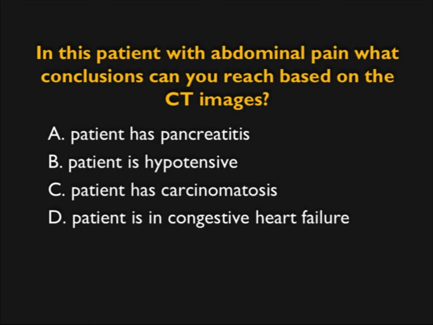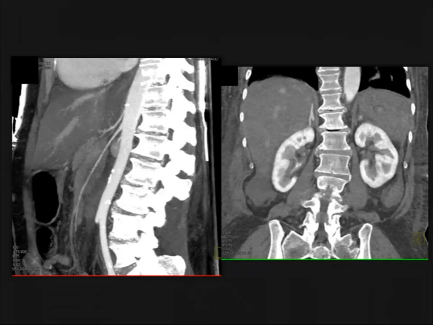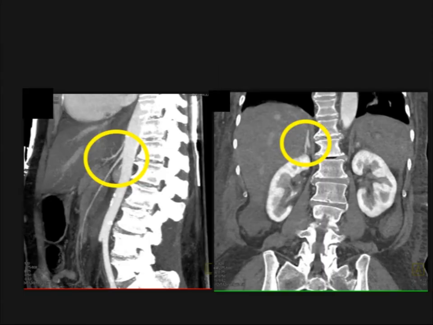This patient has an abdominal pain. We did a CT scan, and I asked, what conclusions can you reach? Well, forget the differential images, A, B, C, D, that I gave you. When you look at the first image, which is just a sagittal view, the first thing you notice is that the celiac and SMA are patent, but they're really small. They're just way too small. When you see the vessels this small, to me, the patient is hypotensive.